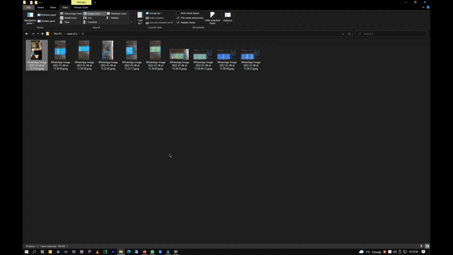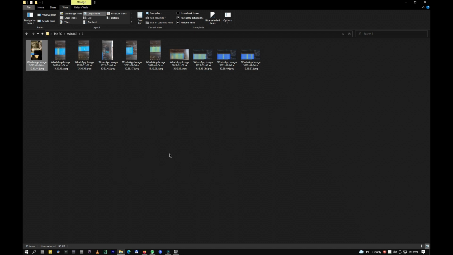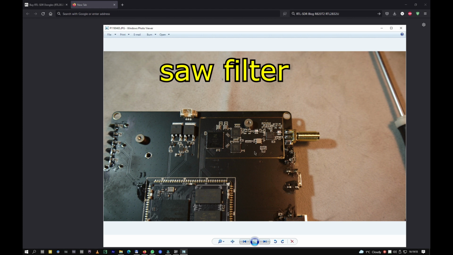You see, version 1 and version 1.1 have a problem because there is a single SAW filter. Okay, here we are. So the problem with version 1 and version 1.1, of course, is this here. It's a single SAW filter.